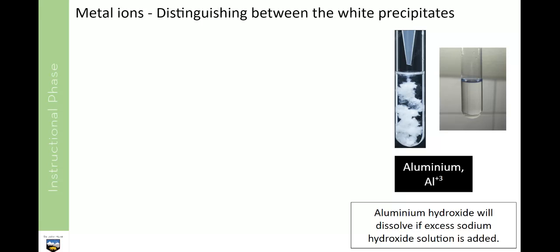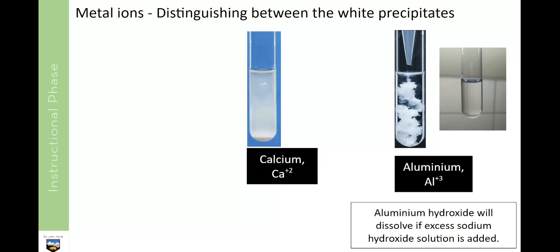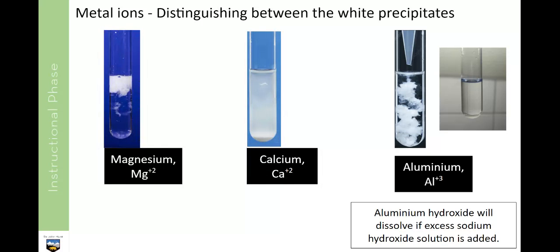It's in group 3 on the periodic table. It loses 3 electrons. It becomes Al3+. So we know now how to distinguish if it's aluminium ions. It dissolves in excess sodium hydroxide, but that still leaves us with calcium and magnesium. So remember, they both produce a white precipitate, but how can I distinguish between magnesium and calcium?